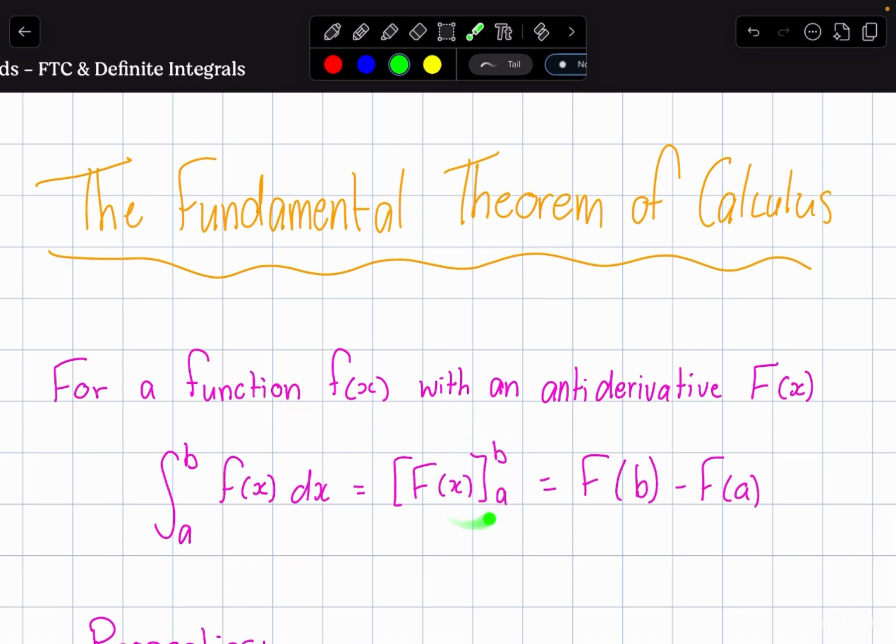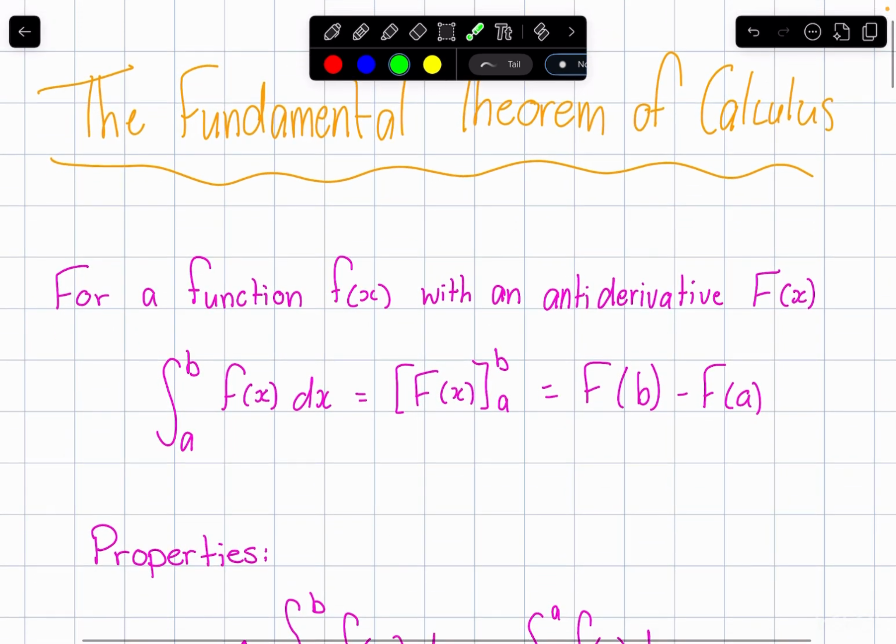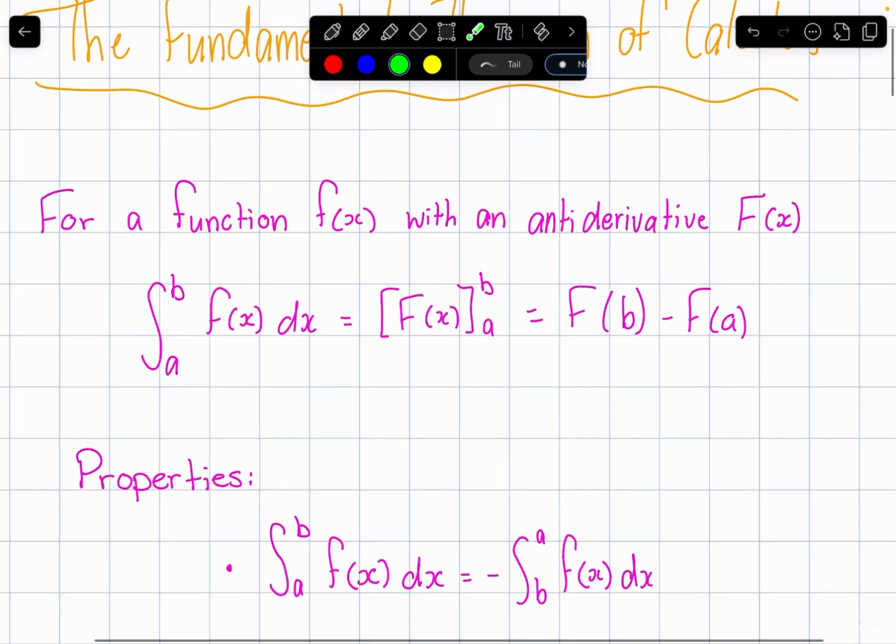Now the way we do this is substitute b into this function, like so, and subtract what I get when I put a into that function, so substituting a. Now, it looks a bit weird, but once I go through an example, you'll see how simple it is and pretty nice to calculate. So just a few properties before we get stuck into it.